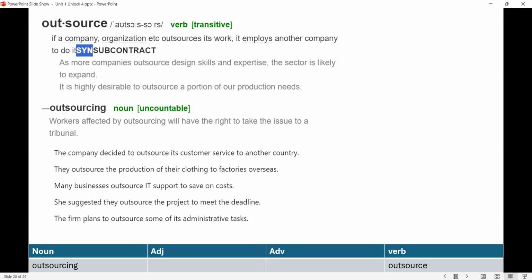Outsource means subcontract. If a company, organization, etc. outsources its work, it means it employs another company to do it. So they give the job to someone else, not in their company, in another company to do it, normally at a lower price. Example, as more companies outsource design skills and expertise, the sector is likely to expand. The company decided to outsource its customer service to another country.